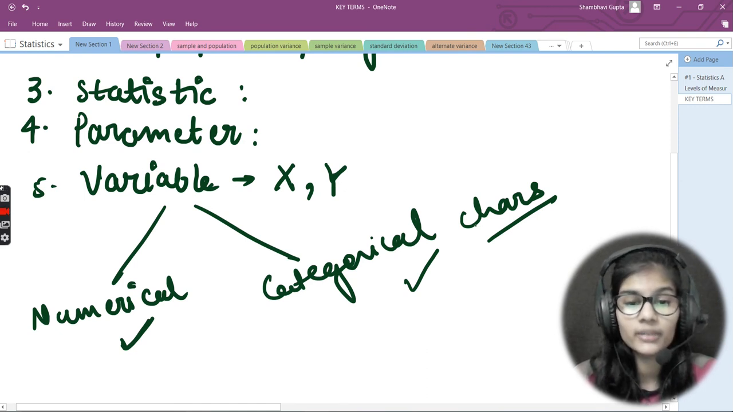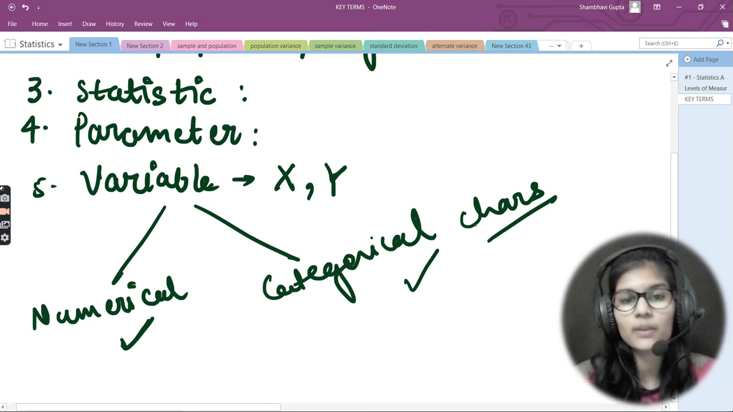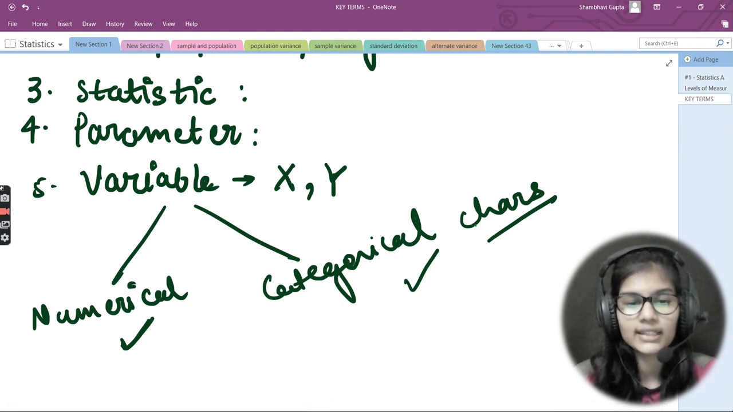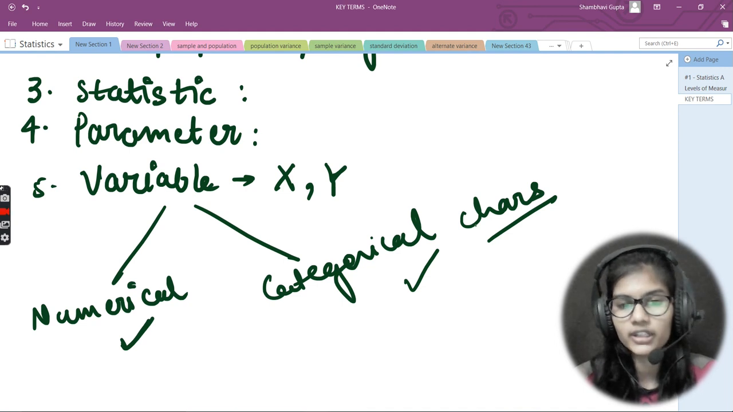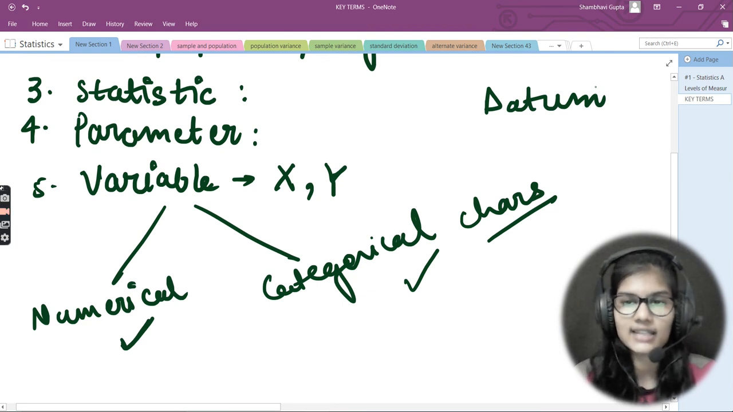After learning about numerical and categorical, what can we say about data? Data are the actual values of a variable. They can be words or they can be numbers. Whatever values you have for the variables, whether numerical or categorical, that does not matter, that is what we call data. And we have one more term, datum: for a single value, we use the term datum.